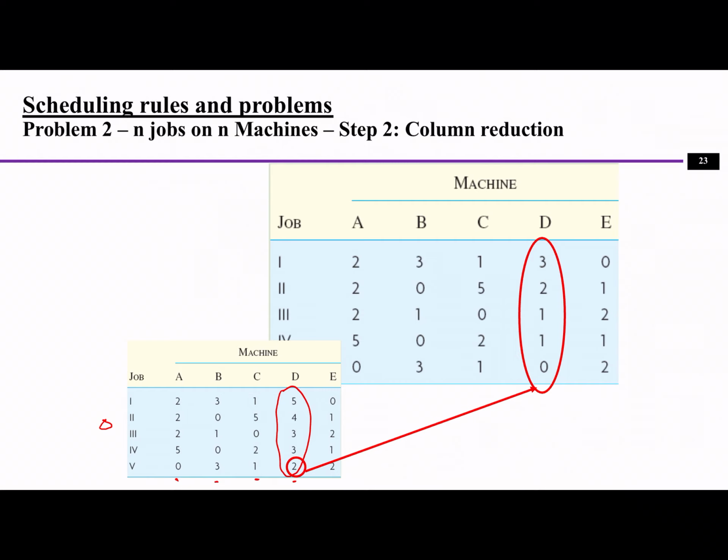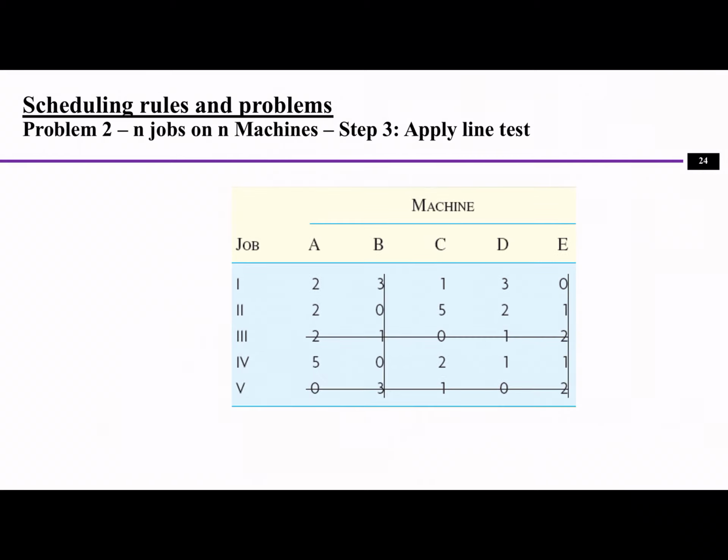If there are more columns without zeros, then you can do the same thing. In this case, we only have column D that does not have 0, so we only need to do the column reduction for column D. All right, so now we have at least one 0 for each row and also at least one 0 for each column. Then the next thing we want to do is to apply the line test.